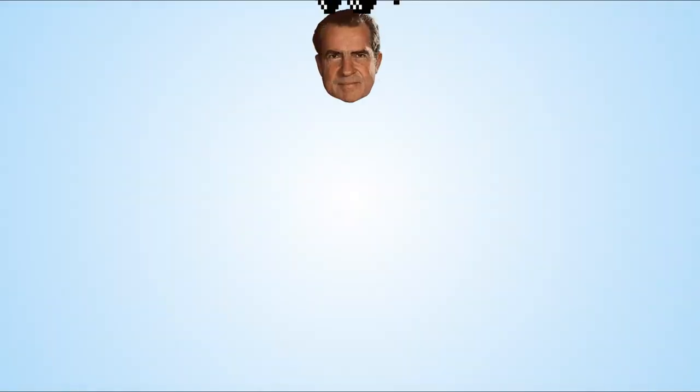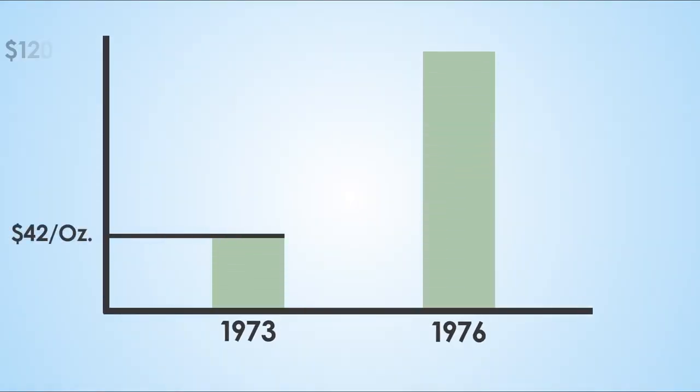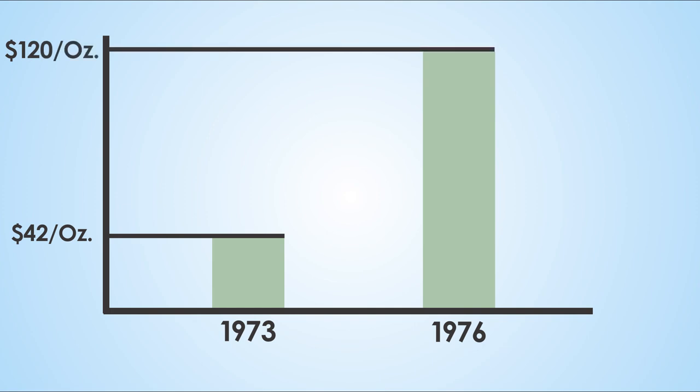In response, Nixon once again took drastic measures to combat the situation and unhooked the dollar from gold, effectively ending the Bretton Woods system forever. Gold quickly shot up to well over $100 an ounce, more than twice as much as it was valued in the Bretton Woods system. However, the Bretton Woods system has not been totally forgotten.